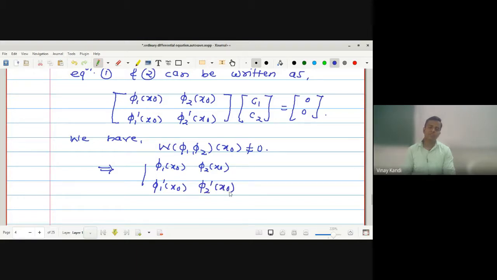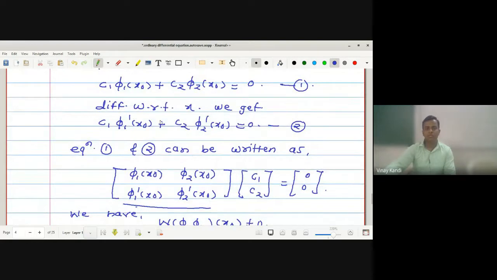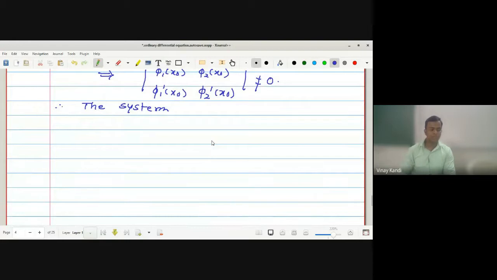The determinant of this is not equal to 0. But what is this? It is the coefficient matrix of this system. Hence, the determinant of the coefficient matrix is not equal to 0. Therefore, the system, the system of equation 1 and equation 2, possesses a trivial solution.